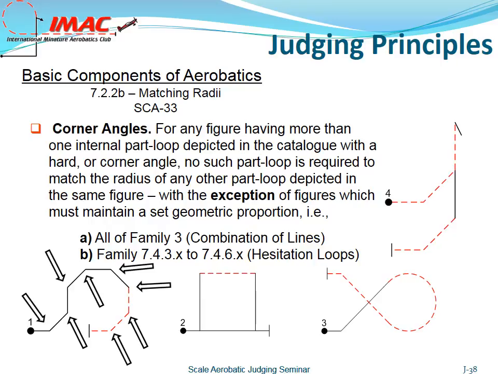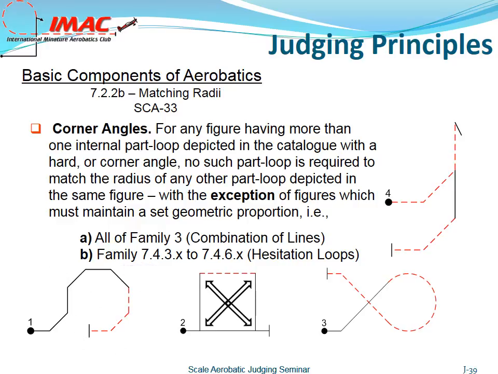This is an example of Family 3. These radii must match. This is an example of Family 7. Hesitation loops. These radii must match. Hard corners shown here in Figure 3 need not match. Hard corners in Family 5 shown in Figure 4 here, again, need not match.